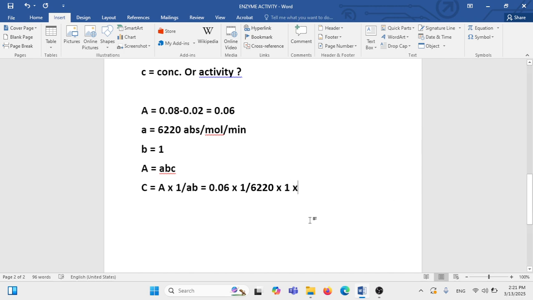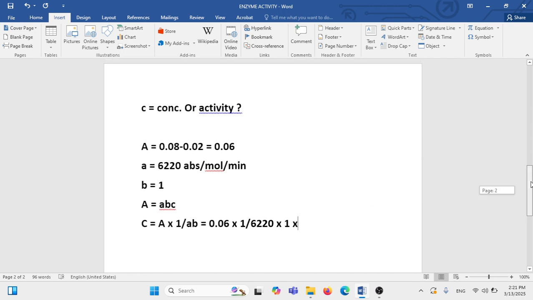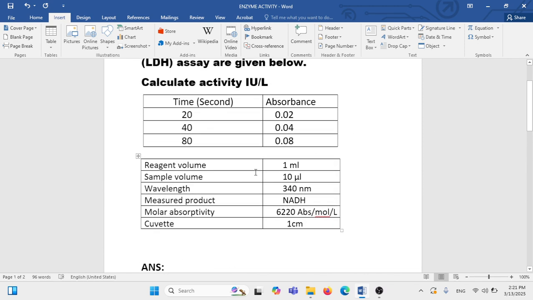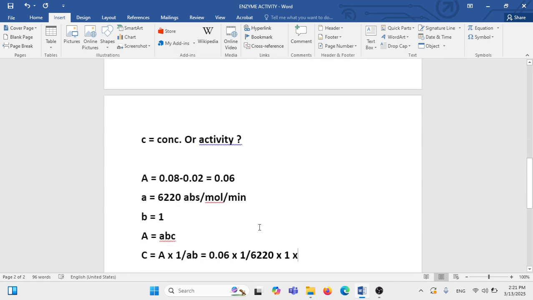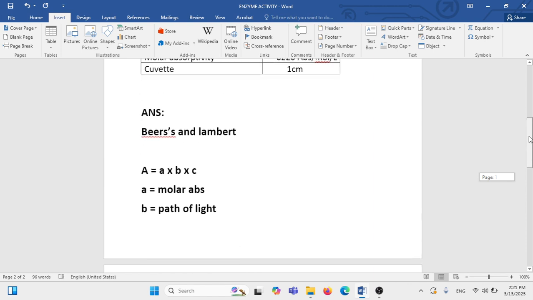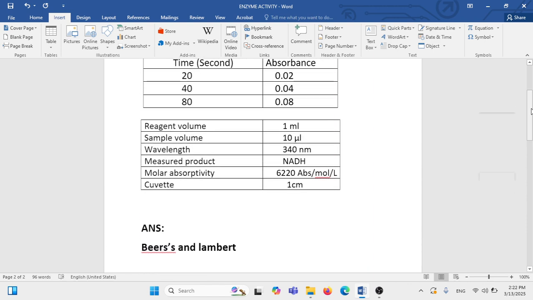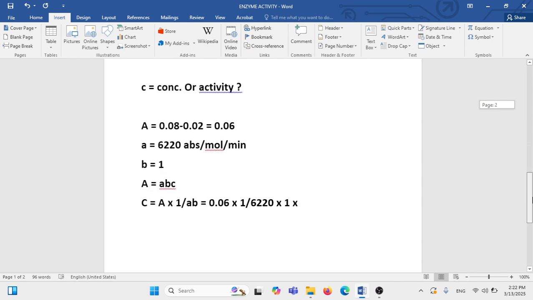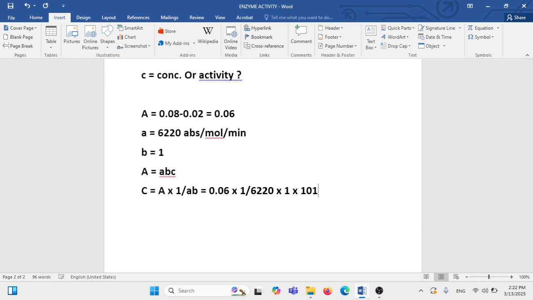Other than that, we have to consider another thing to report in IU per liter. The dilution factor also has to be multiplied to get the final report. Here the reagent volume is 1 ml and the sample volume is 10 microliter, and 1 ml equals 1000 microliter. So the total dilution factor is 101, and we multiply by the dilution factor, 101.